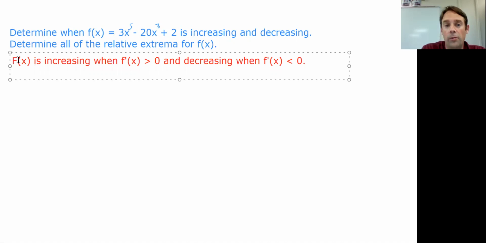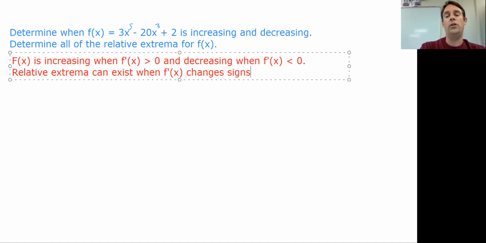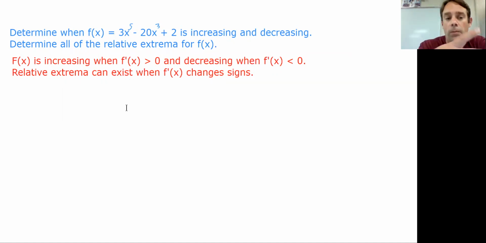Okay, so I said what I'm going to do for that one. I'm also going to say what I'm doing here. Relative extrema can exist when f prime of x changes signs. I don't need to add to it as far as existing at critical numbers because I already talked about the derivative equal to 0. So this tells me for both parts, I'm going to be dealing with derivative equal to 0, and I can deal with all of that from there. So I said what I'm going to do, and now I'm going to do the work.